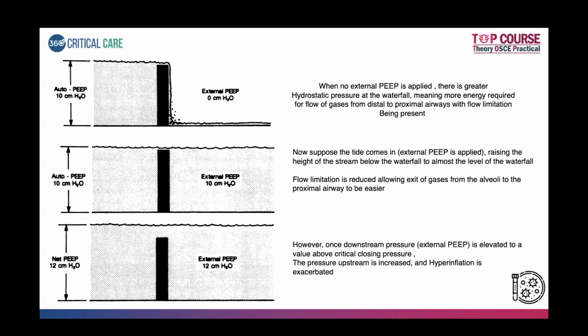But sometimes when you go with an overzealous management of external PEEP, when there is already an intrinsic PEEP of 10 and you go with an external PEEP of 12 or more than that, the upstream pressure is increased and that hyperinflation is exacerbated. What it means to say is that you are actually increasing the risk of barotrauma. So they say for auto PEEP of 10 that is present, the extrinsic PEEP should be almost at the same level.